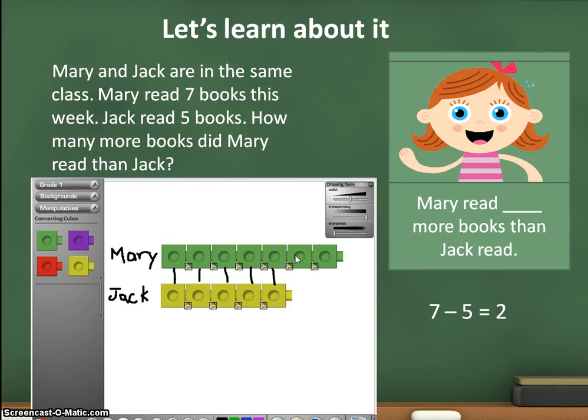So now you know all a comparing problem is just really subtraction. I'll write 2 in the blank of our sentence, Mary read 2 more books than Jack read, and keep it moving.